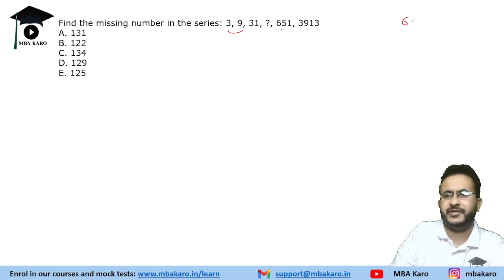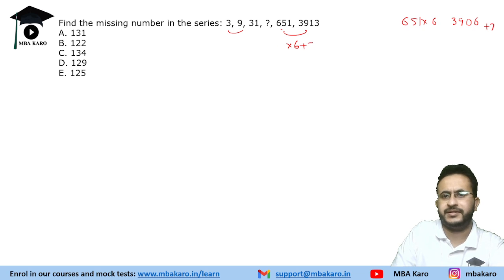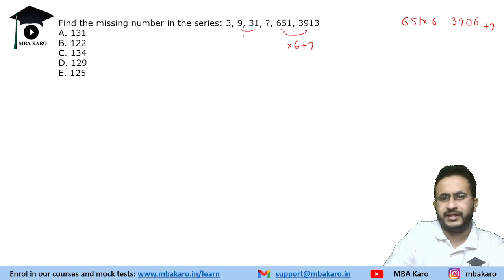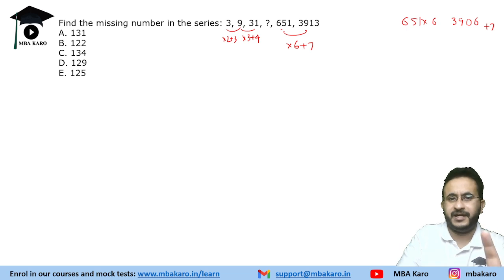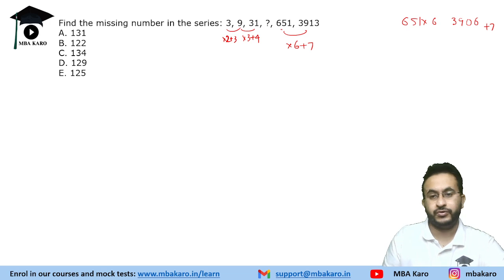So 65 into 6 is 390. So this looks roughly 6 times. Now 651 into 6 will be 3906, and we have added 7 here, so into 6 plus 7. This pattern is there. Now if you notice, can we say into 3 plus 4 is happening? Can we say into 2 plus 3 is happening? So that makes a logic. A number is missing in between, but we have hit some logic: into 6 plus 7 gave us a hint that this could be the missing number.